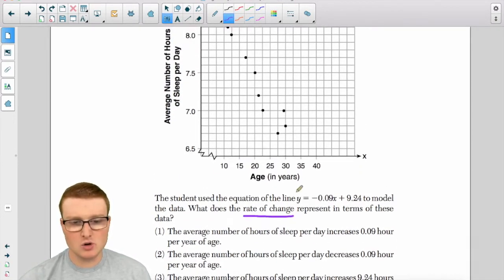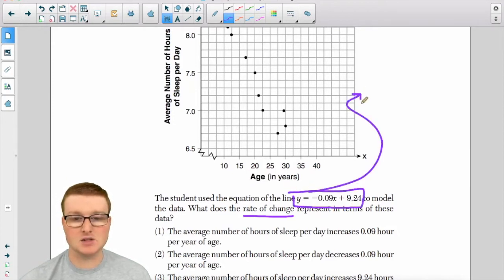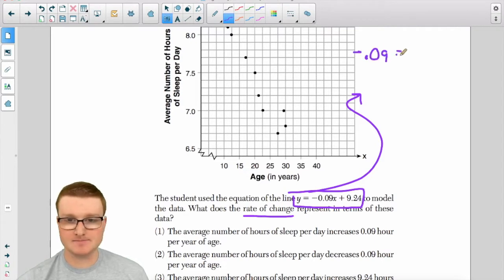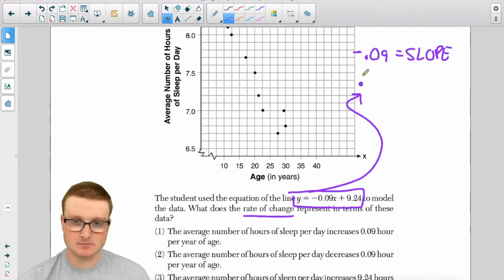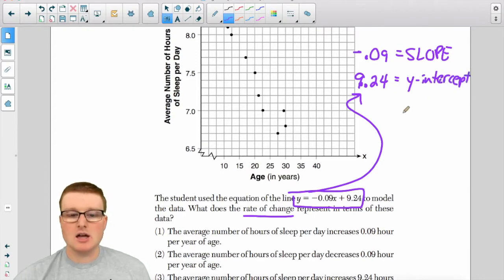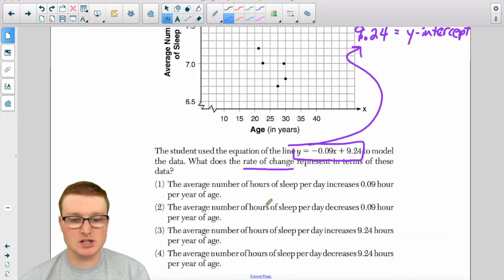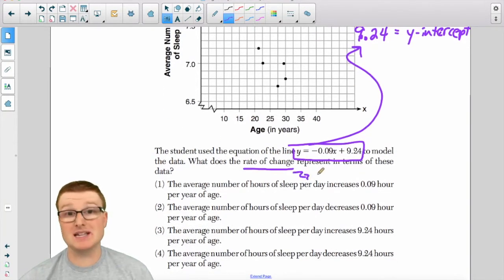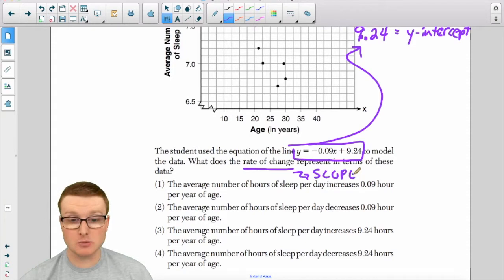Okay, so real quick, this is an equation of a line. Let's dissect what each piece means. Negative 0.09 is your slope, right? 9.24 is your y-intercept, okay? So if we look at the question, it says, what does the rate of change represent? Well, the rate of change means slope. That's a code word for slope.